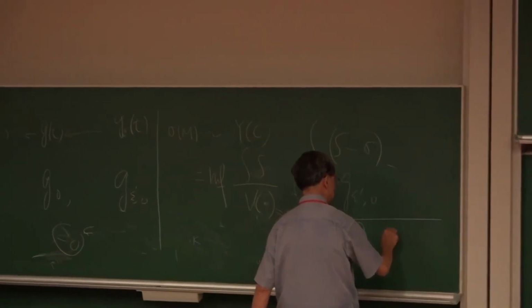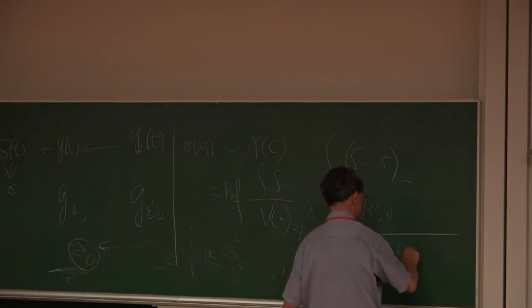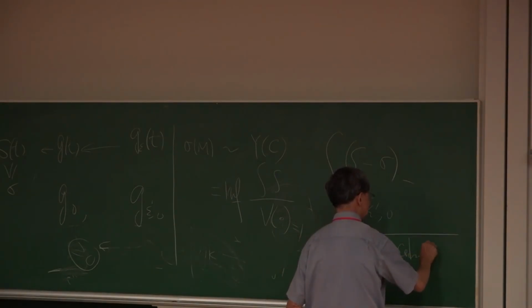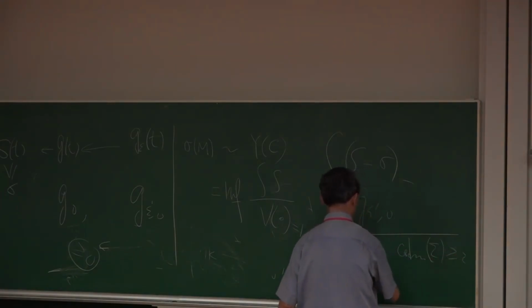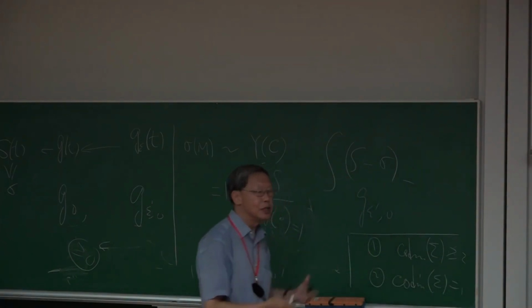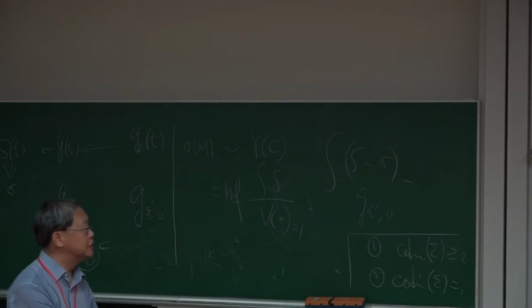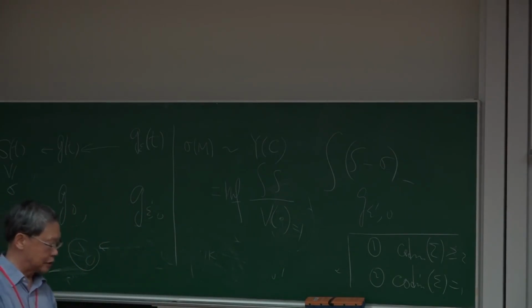I would like to mention that for the time being, up to now, we only proved two cases. The codimension of sigma is at least 2, or the codimension 1 case. But in between, I don't know how to handle this. In between, I don't know how to do this. Here, for this particular result, it's still okay in between.